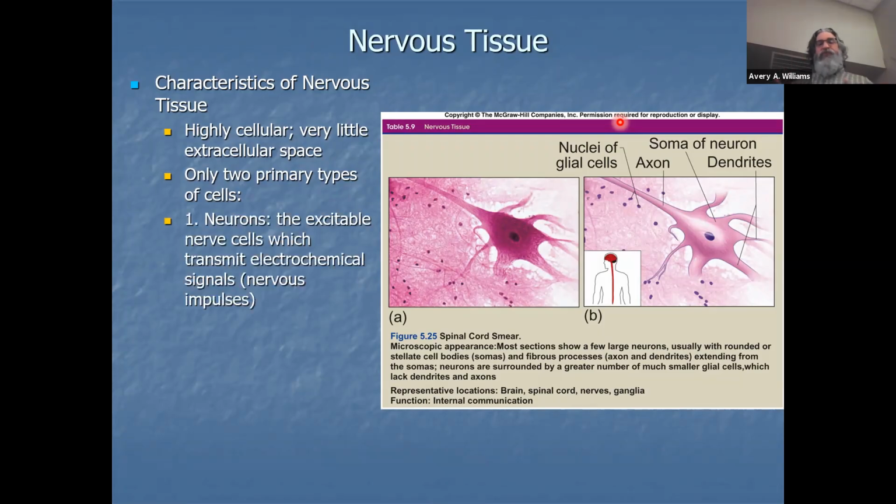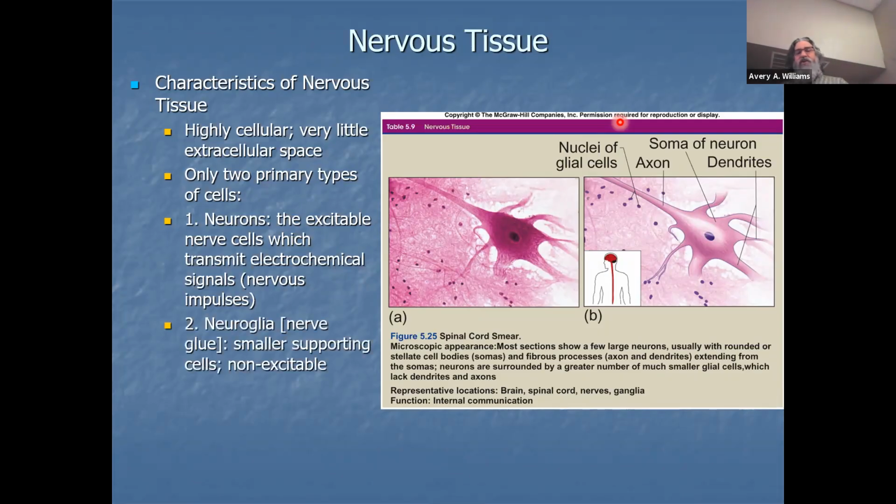The numero uno cell, they're collectively referred to as neurons, or you say a nerve cell. Nerve cell, neuron, same thing. Nerve cell, the functional cell. The neurons are the excitable nerve cells, which actually transmit the electrochemical signals, or your nervous impulses. Okay, so they manifest and send nervous impulses. Okay, that's it. Your neurons.